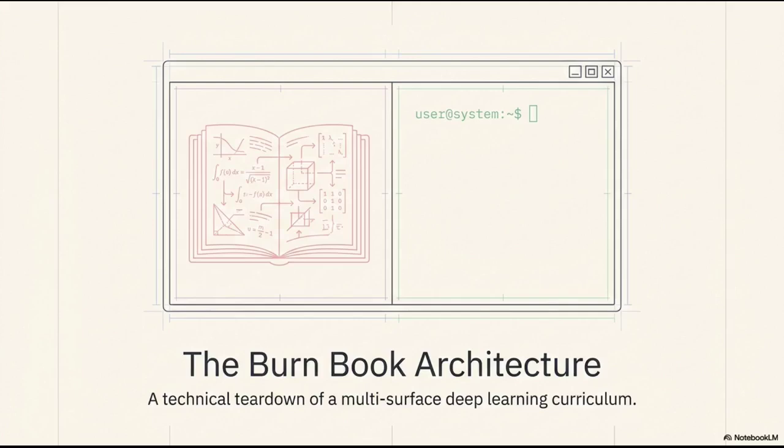As you can see on the slide, the visual encapsulates this concept. On one side, we have the theoretical and foundational mathematics, representing the deep knowledge often found in textbooks. On the other, we have the practical, interactive terminal environment, symbolizing the hands-on application and computational aspects vital for deep learning. We aim to explore how these different surfaces, from abstract theory to practical implementation, are architected to form a cohesive and effective deep learning educational framework.